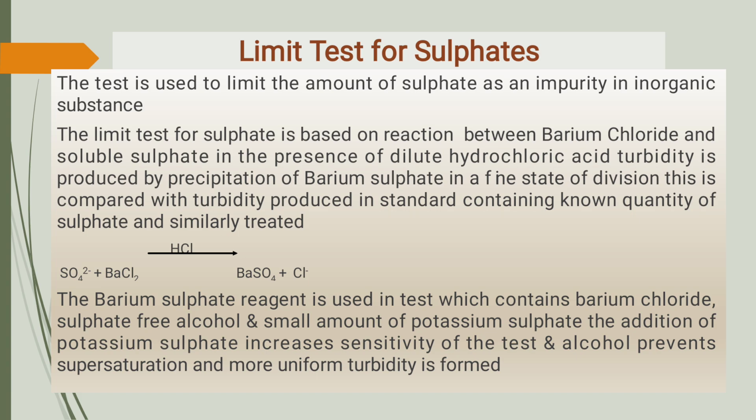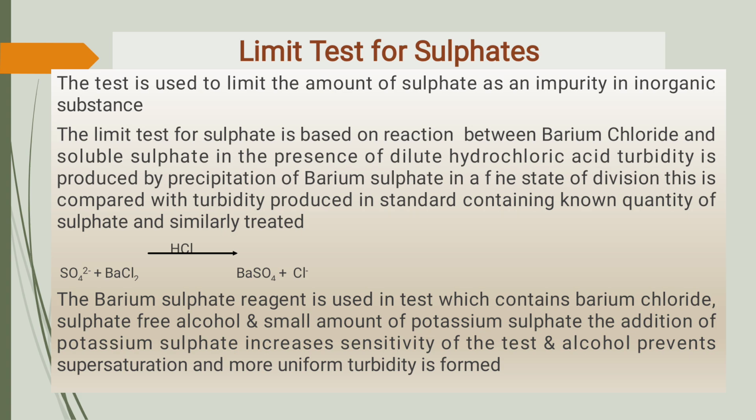Sulfate is reacted with barium chloride in the presence of dilute hydrochloric acid to form the precipitate of barium sulfate, which gives the opalescence or turbidity. See the reaction involved in this limit test for sulfate. SO4 is a sulfate. BaCl2, barium chloride, in the presence of hydrochloric acid, HCl, gives the precipitate of barium sulfate.